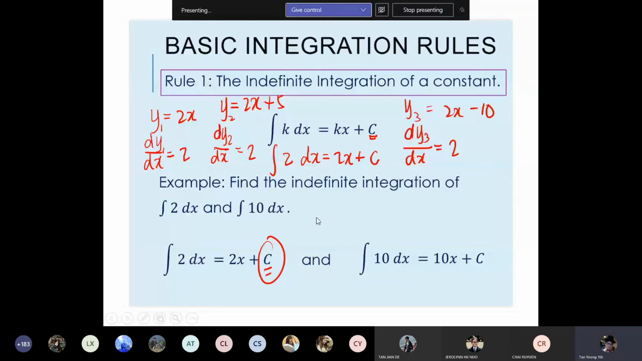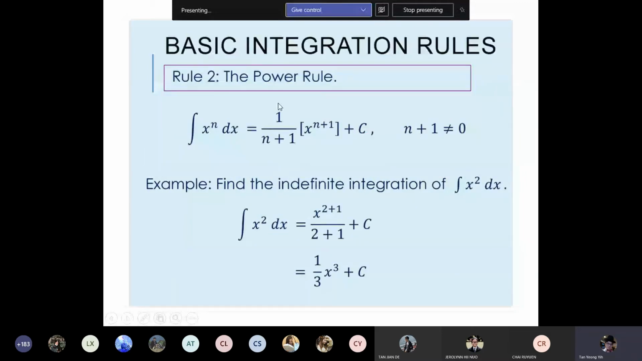The same thing goes for this one. When we integrate 10, a number, we add x to it, and it becomes 10x plus c. Any questions here? Okay, good. No questions means we can proceed. So rule number 1: when we integrate a constant, a number, we add x to it. Now, number 2 is called the power rule for integration.